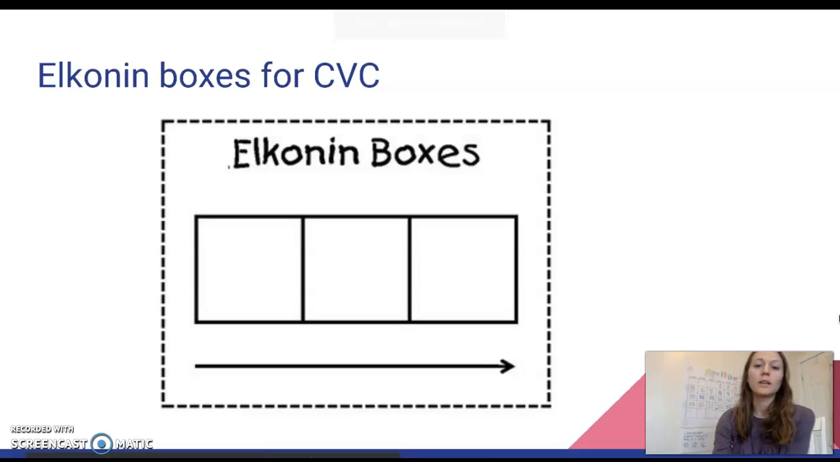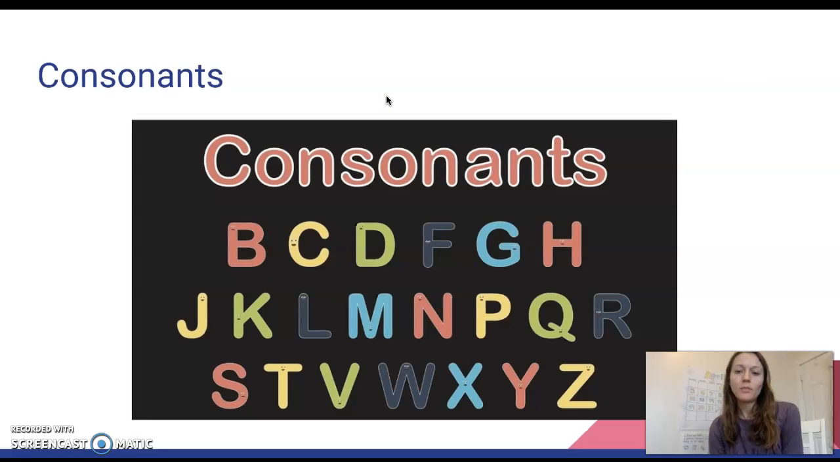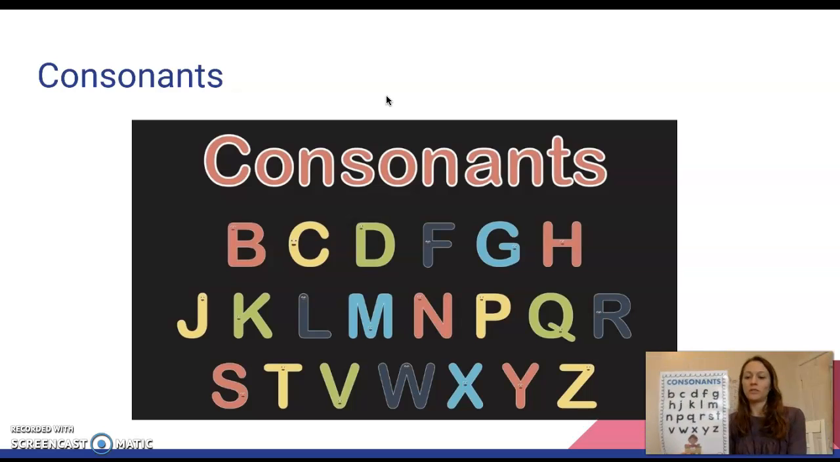So when we think about Elkonin boxes, we also think about CVC words. That means consonant, vowel, consonant. Let's go over what consonants are and what vowels are. Consonants are any letter in the alphabet that is not A, E, I, O, or U, and they normally only have one sound. So you have some on your board, and you might remember our poster from our classroom.